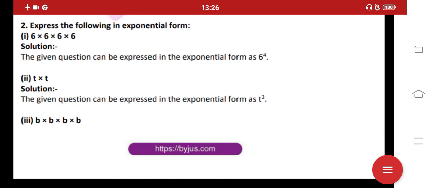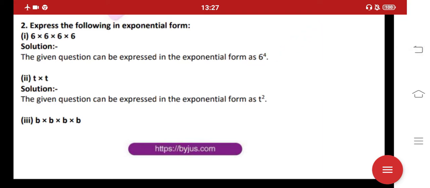Now this is vice versa of question number 1. Here base is given and we have to convert it into power. Express the following in exponential form. Exponential means the given base we have to write it in power. Now here what is the term written? Term is written 6. Now it is written how many times? 1, 2, 3 and 4. So here we will write 6 to the power 4. So this 6 becomes 6 to the power 4 in exponential form.